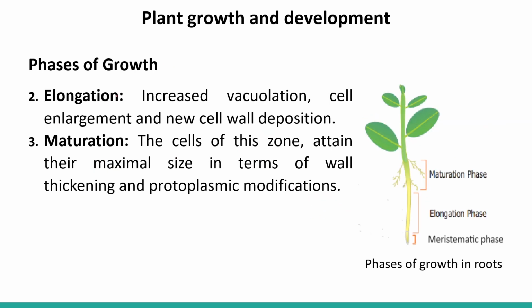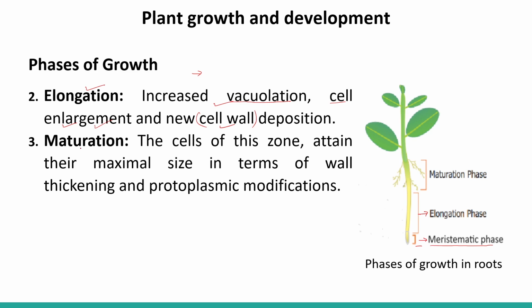Okay, now the next phase is the elongation phase. We have already talked about the meristematic phase. Now next is the elongation phase. In the elongation phase, what happens? There is an increase in the number of vacuoles, increased vacuolation. Next, cell enlargement takes place along with new cell wall deposition. I've already told you what happens during cell elongation. New cell wall material is added, which leads to the enlargement of the cell.